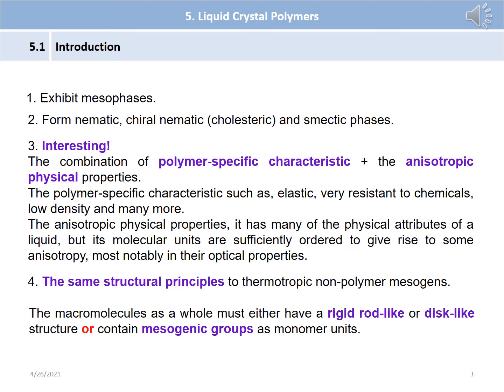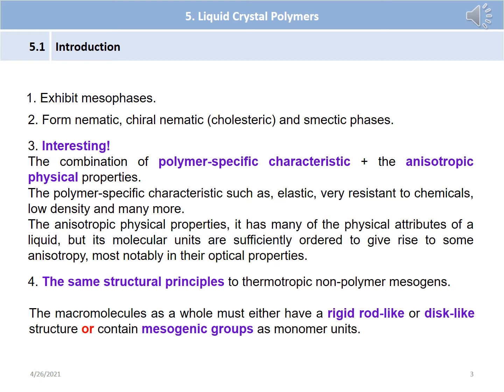First of all, let's see the introduction of liquid crystal polymers. Liquid crystal polymers are polymeric systems that exhibit liquid crystalline phases. Liquid crystal polymers can form liquid crystal phases such as nematic, chiral nematic, if it is based on a cholesteric mesogen, and smectic phases, just similar to non-polymer mesogens. These types of materials are very interesting because of the combination of polymer-specific characteristics plus the anisotropic physical properties. The polymer-specific characteristics are such as elastic, very resistant to chemicals, low density, and many more.